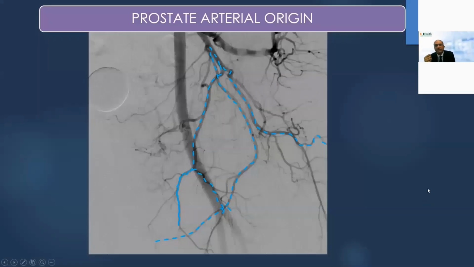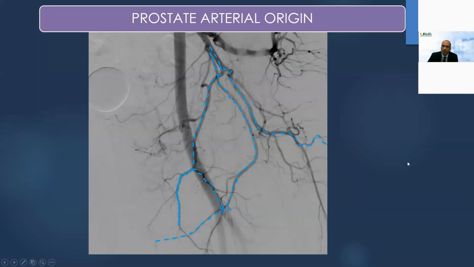So what about just a little bit more about the prostate artery anatomy, the origin. Where does the prostatic artery come from? So this is an angiographic image, ipsilateral oblique of hypogastric with 3 vessels, the obturator artery, the internal pudendal artery, and the inferior gluteal artery.